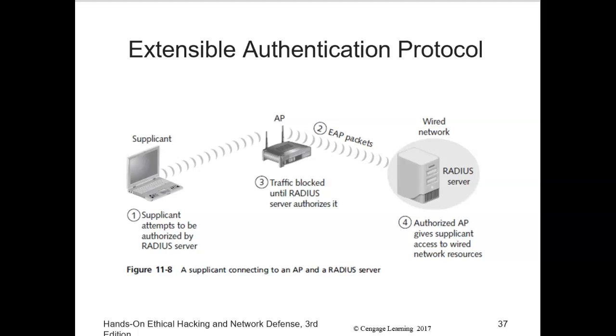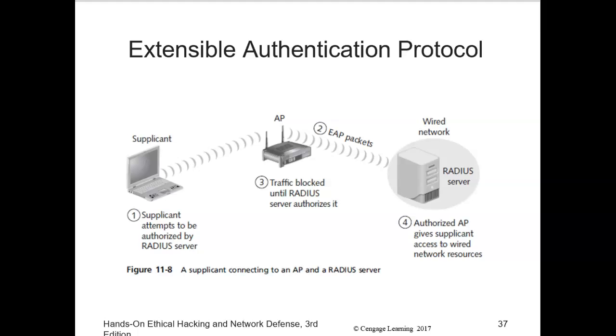So an unauthenticated client, which is called the supplicant, right? You haven't been authenticated yet, attempts to connect to the access point functioning as the authenticator. So the AP is actually going to respond by enabling a port that passes only EAP packets to the RADIUS server on the wired network. So your access point is giving access to the wired network through a port only for access to the authentication server. And the AP is going to block all other traffic until the RADIUS server authenticates the supplicant.